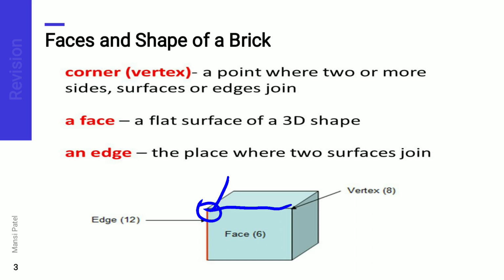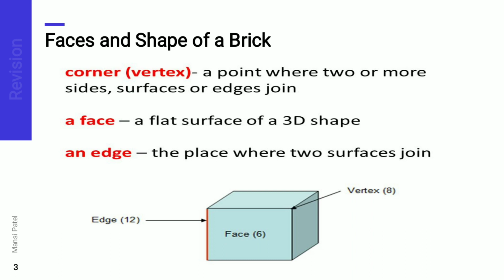Now what about the faces? Faces means a flat surface of the 3D shapes. If any of the 3D shapes is there, then the flat surface is known as its faces. How many faces are there? There are 6 faces, or we can say that from 6 different views we can see any of the 3D shape. And as we already know, the shape of the brick is also a 3D shape.